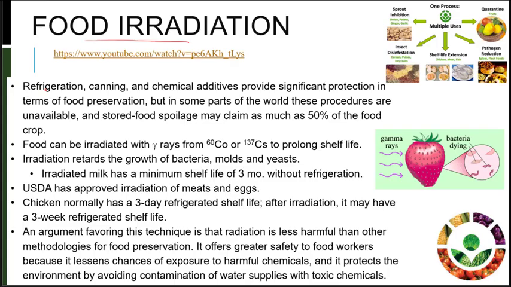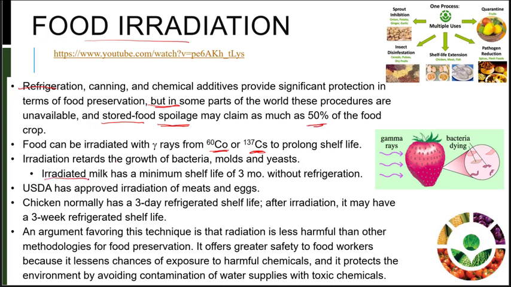Food irradiation. Refrigeration, canning, and chemical additives provide significant protection in terms of food preservation, but in some parts of the world, these procedures are unavailable, and stored food spoilage may claim as much as 50% of the food crop. Food can be irradiated with gamma rays from cobalt-60 or cesium-137 to prolong shelf life. Irradiation slows down or retards the growth of bacteria, molds, and yeast.